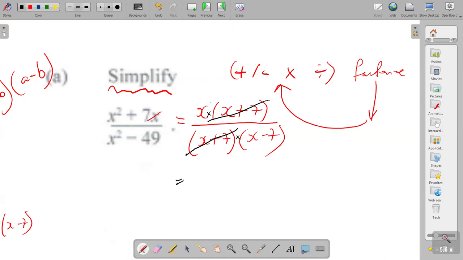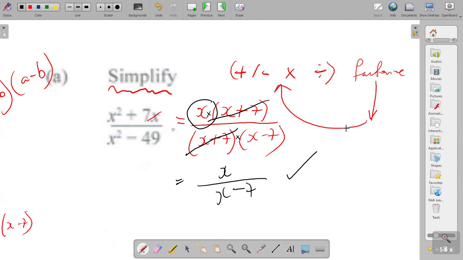So what is left? X is left at the top. What is left at the bottom? X minus 7, and that's your answer. If you got it, say got it. If you don't got it, that means you don't know your factorization rules, and you have to go and learn them. There's nothing I could do at this moment if you don't know them.